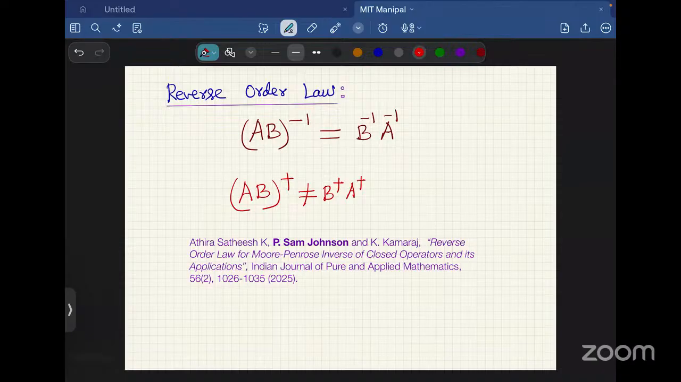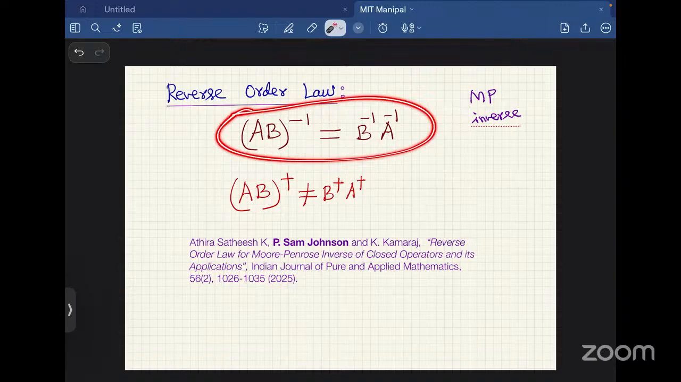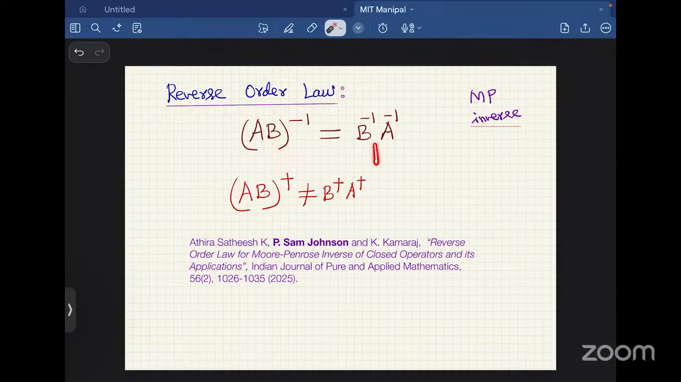So now there are some aspects about inverse. As I said, the title of my talk is related to inverse, particularly the Moore-Penrose inverse. In short, we write MP inverse. And this relation is known to us. This is called reverse order law. When we want to find the inverse of the product, it is the product of the corresponding inverses.